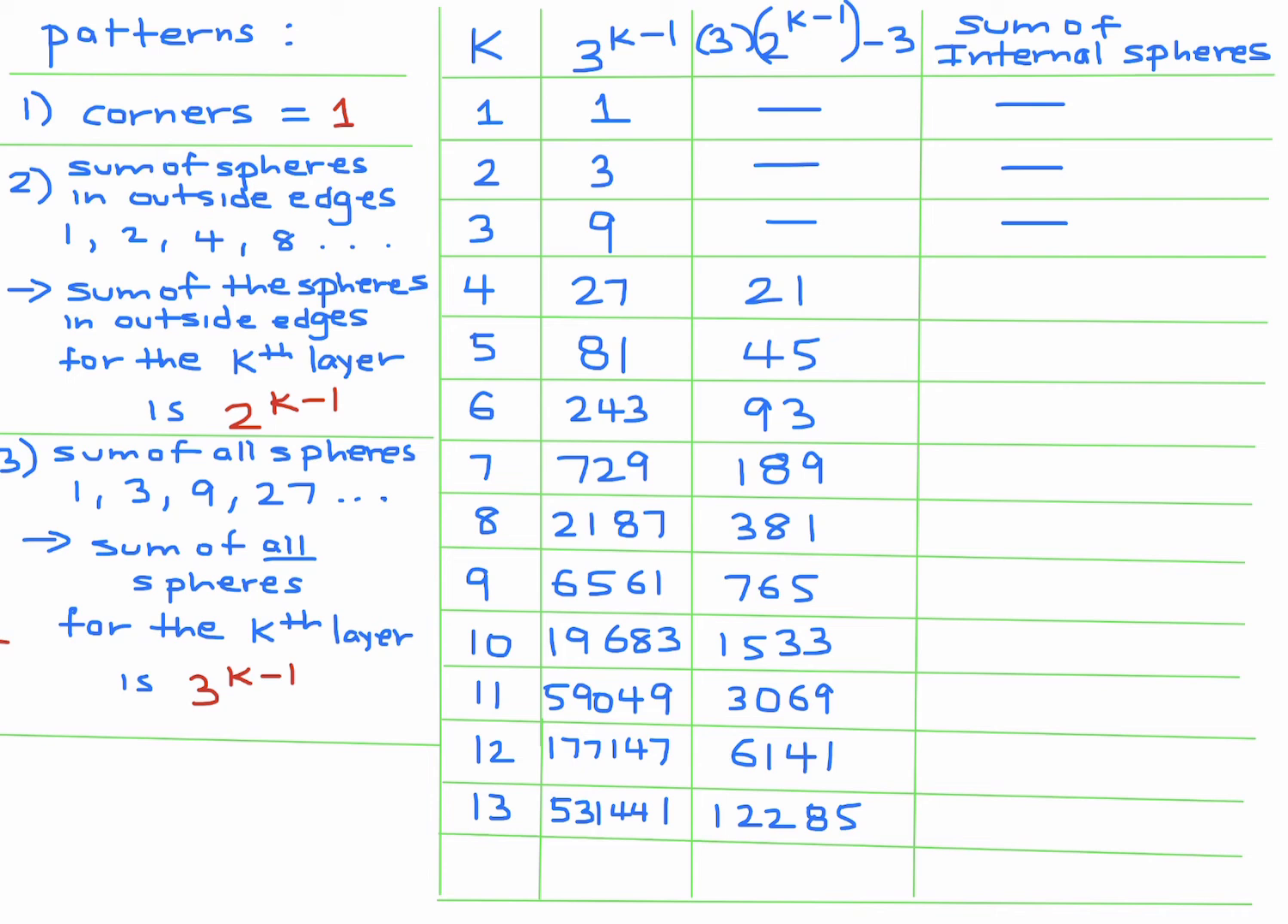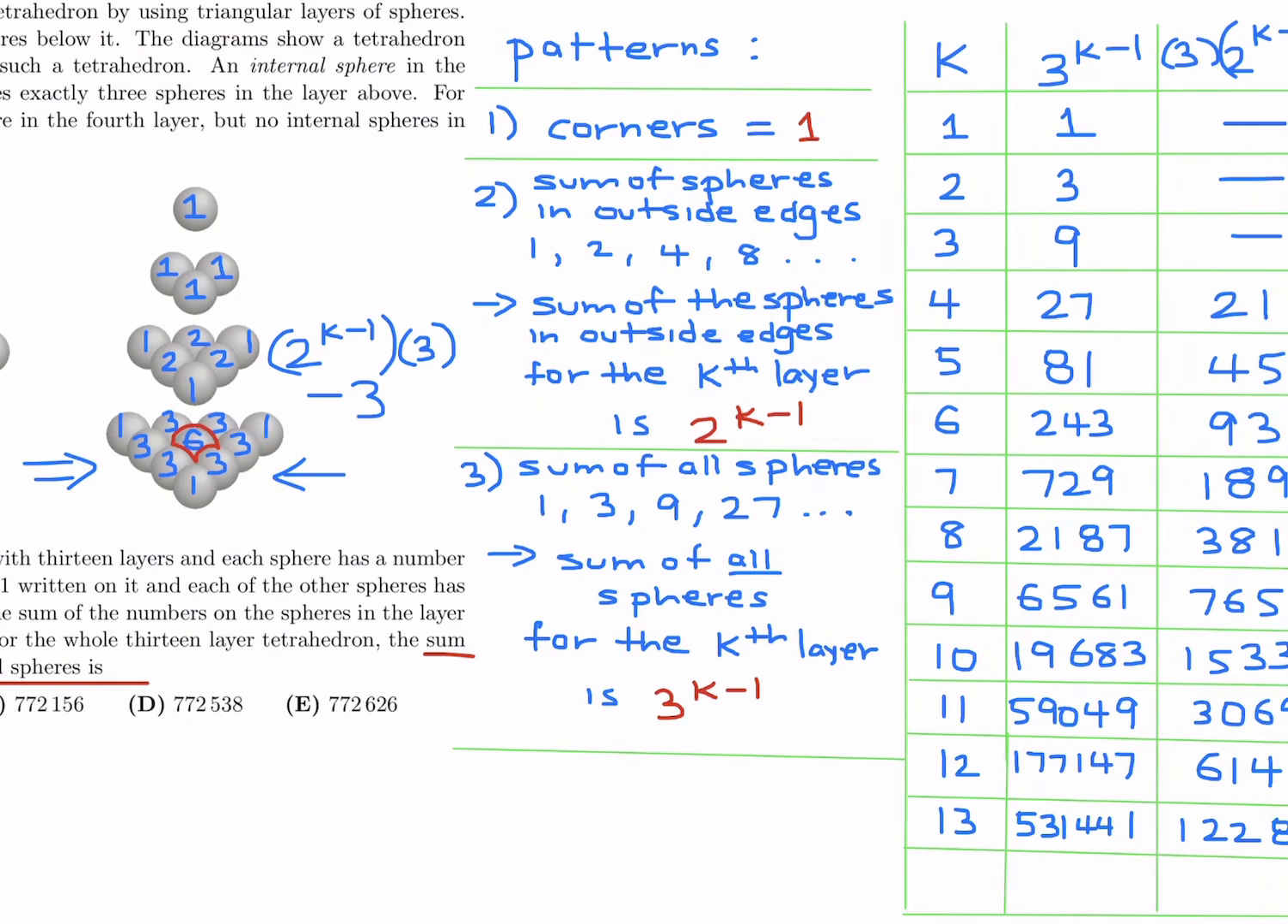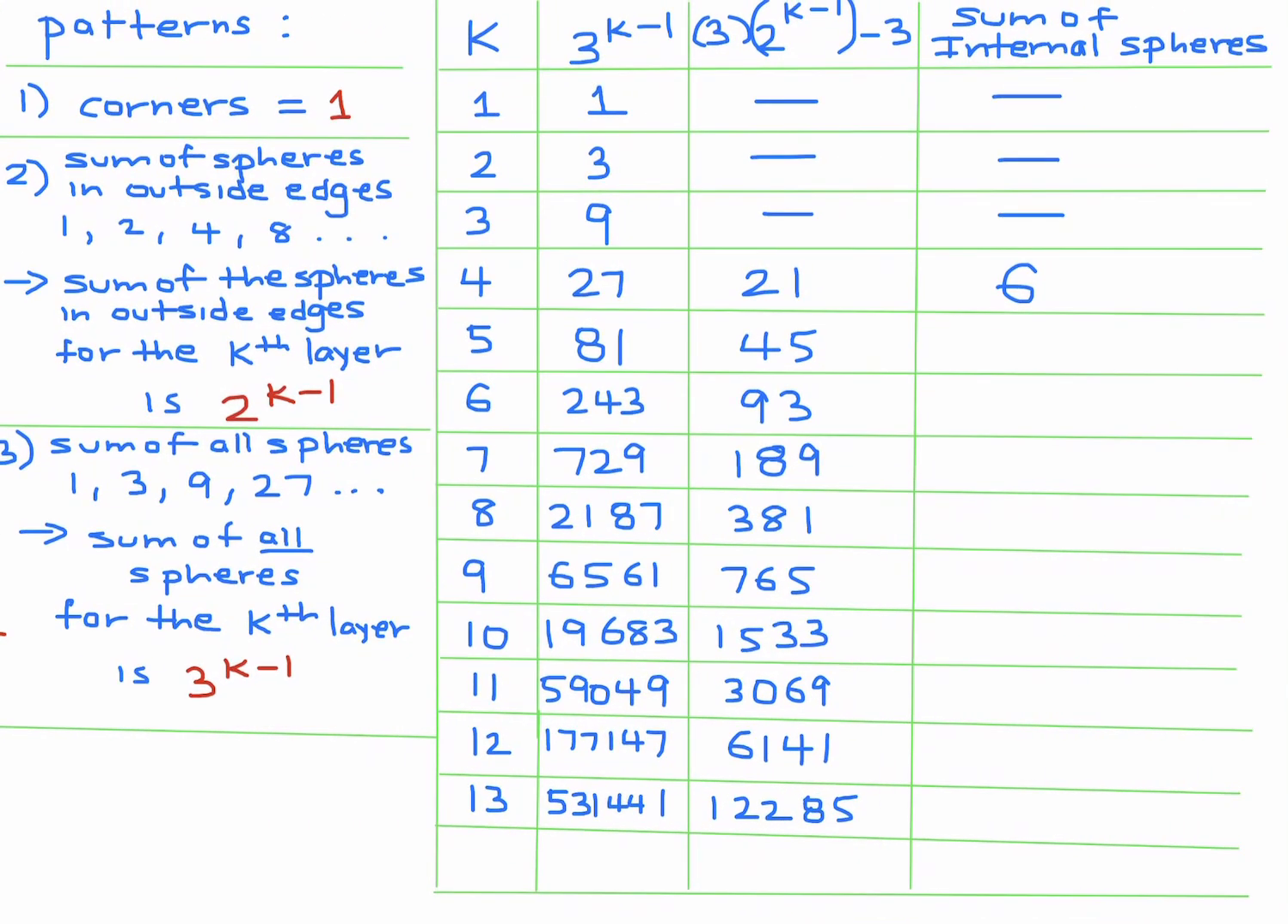Now, the sum of the internal spheres, obviously, will be you take the sum of all the spheres, and then you subtract from it the sum of the outside edges. And if you do that, you will get the sum of the internal spheres. So the first one is 6, and as you can see, it definitely matches that diagram. Now, we didn't have any other diagrams because it would be very complicated and very time-consuming, but we don't need the diagrams. We can just use these numbers.